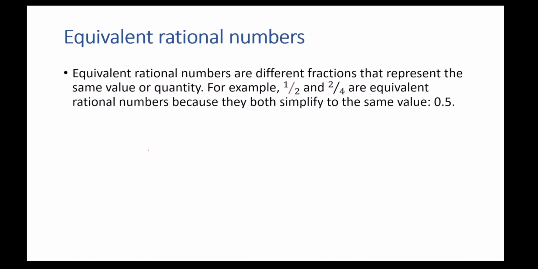Equivalent rational numbers. When we say equivalent rational numbers, we mean when the simplest value of the fractions is equal, then we call them equivalent rational numbers. For example, consider 1 by 2 and 2 by 4. On cancellation, 2 ones are 2, 2 twos are 4. So we get the value 0.5 for both: 1 by 2 is 0.5 and 2 by 4 is also 0.5. That's why these two are equivalent rational numbers.